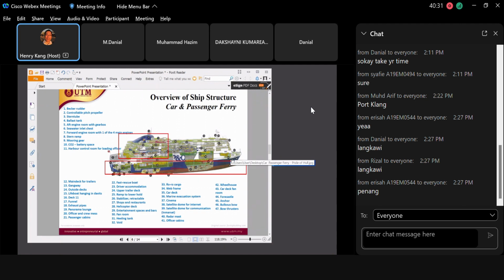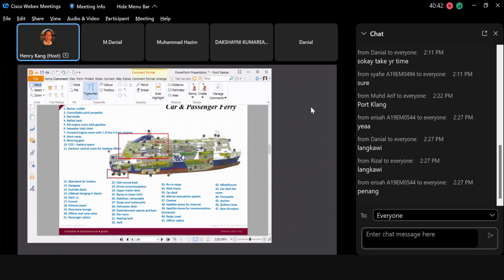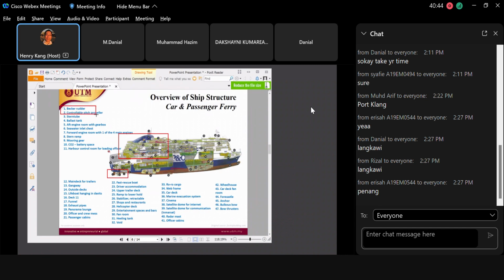From here you cannot see the propeller system well. What I mean is, from this figure, if you look for the propeller system 1, 2, 3, you will see on the ferry the Becker rudder, controllable pitch propeller, stern thrusters. But in the Penang ferry, or Pulau Pinang, our propeller system is very, very advanced. The ferry is old, but the propeller system is advanced.